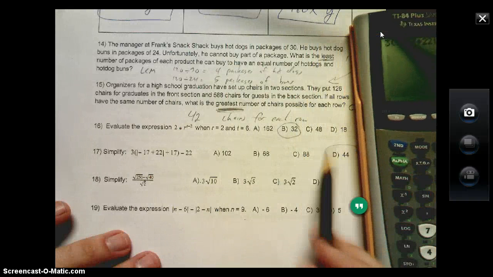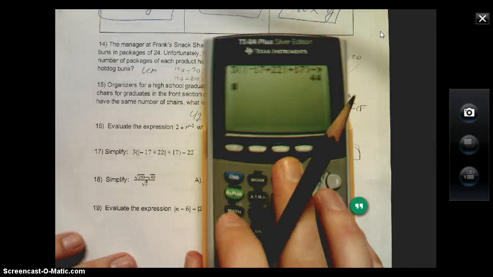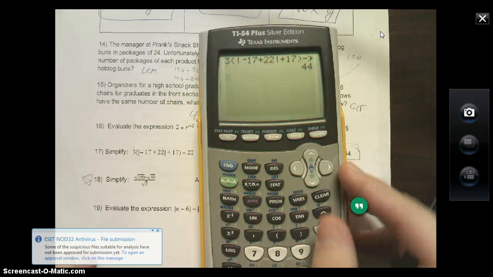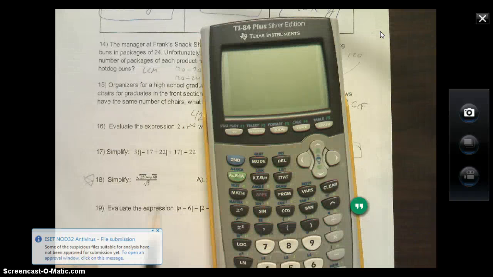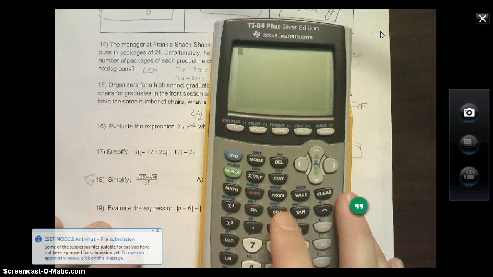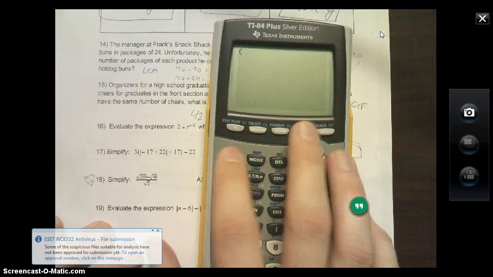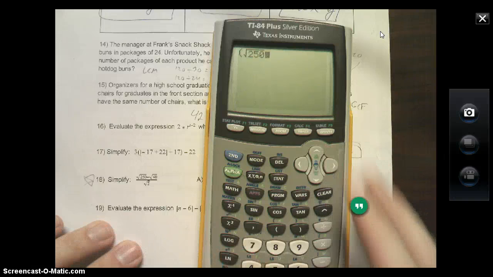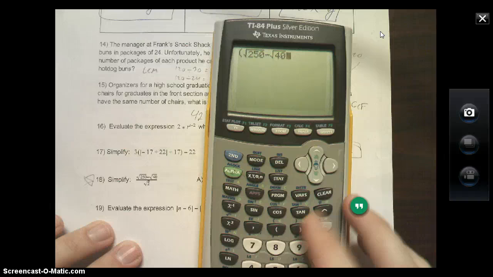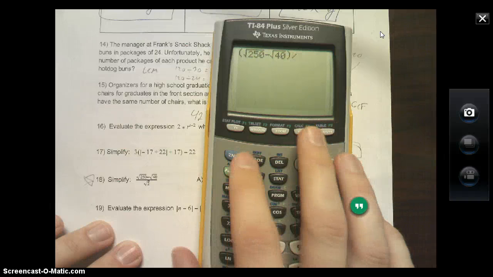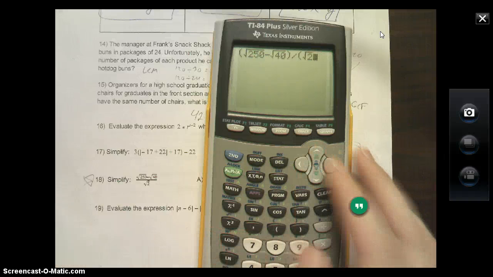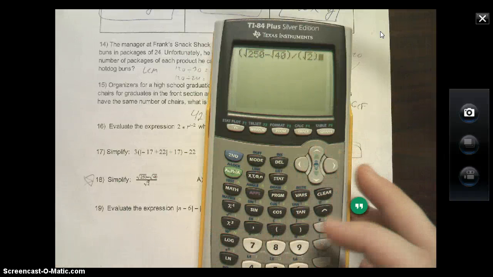Okay. Now I'd love to show you guys this is one of the most important things you can learn because it really helps your life drastically. Square root of 250 minus square root of 40, divided by square root of 2. Okay, so up top, I'm going to put this in. Square root 250 minus square root 40, close it, divided by parentheses square root of 2. Pardon me.